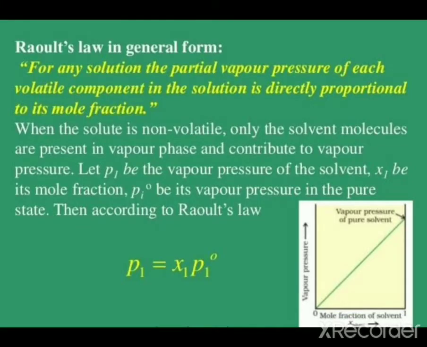Raoult's law in general form. For any solution, the partial vapor pressure of each volatile component in the solution is directly proportional to its mole fraction. When the solute is non-volatile, only the solvent molecules are present in the vapor phase and contribute to vapor pressure. Let P1 be the vapor pressure of the solvent and chi1 be its mole fraction. P1 naught is the vapor pressure in the pure state. Then according to Raoult's law, P1 is equal to chi1 P1 naught.